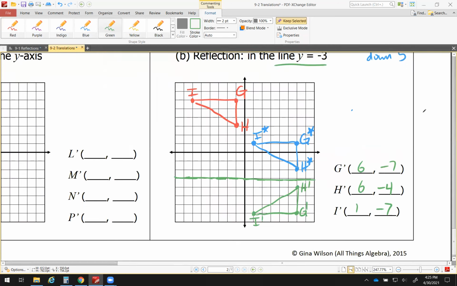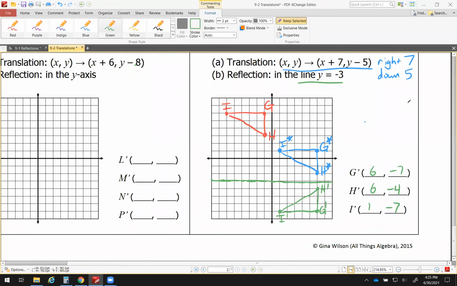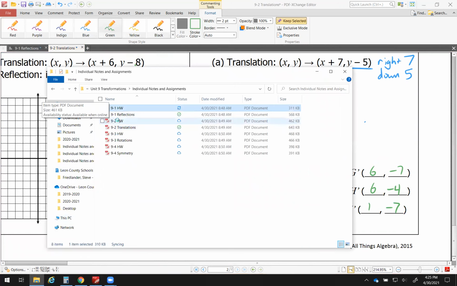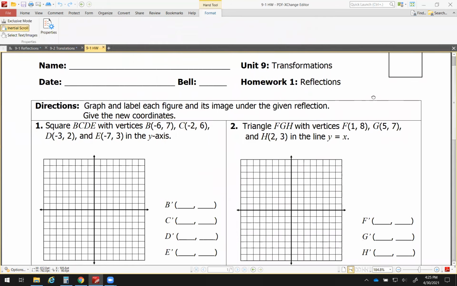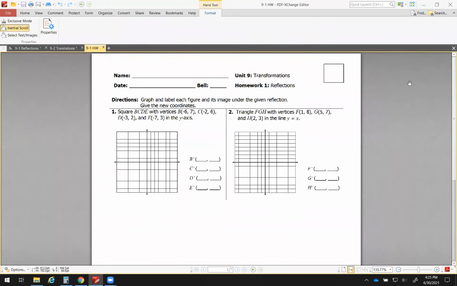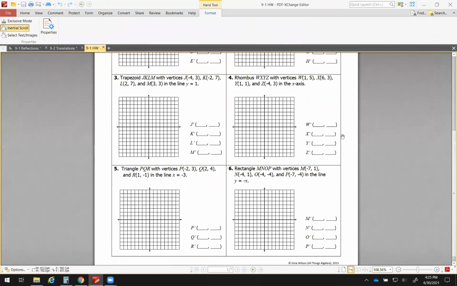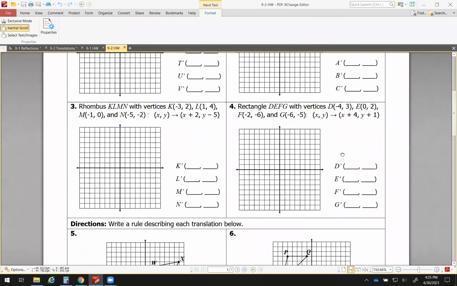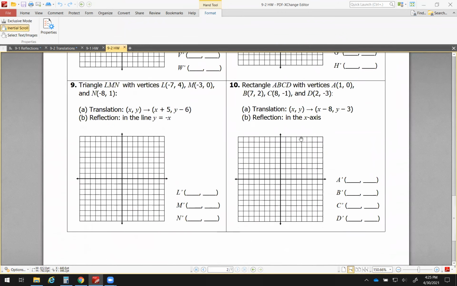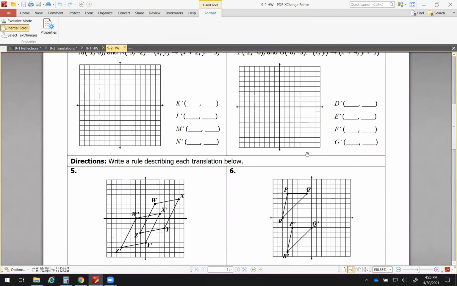Okay. So that's all the problems that we did in class, maybe even one extra, I don't remember exactly. But since we covered 2 sections, I assigned 2 homework worksheets. Let me pull those up for you. The 9-1 homework and the 9-2 homework. So the 9-1 homework just goes over reflections, okay? But it's only 6 problems. And the 9-2 homework just goes over translations and has a couple of those mixed practice ones at the end. And it's only 10 questions.